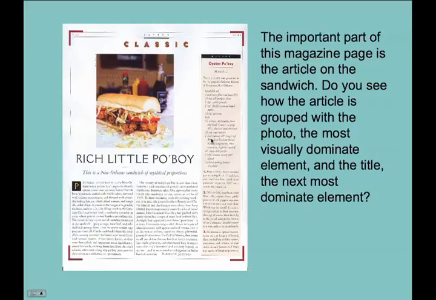The reason being is the most important part of the article, what the designer who laid out this page is telling you, is the sandwich and the story that goes along with it. The next most important is the recipe, just in case you want to make it. You've got to talk about the sandwich, you've got to talk about the history of the sandwich, you've got to talk about the foodiness of the sandwich, because this is a food magazine that I got this from. And then you give them the recipe.